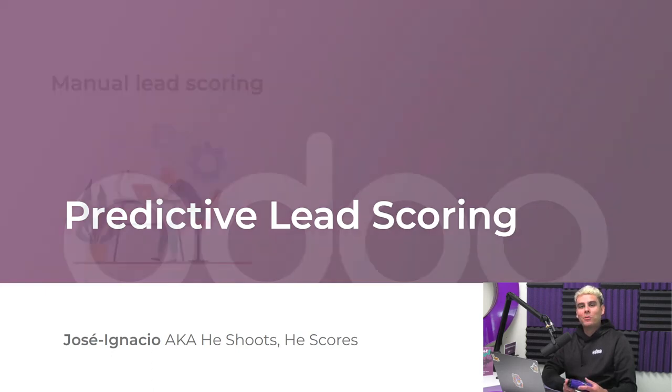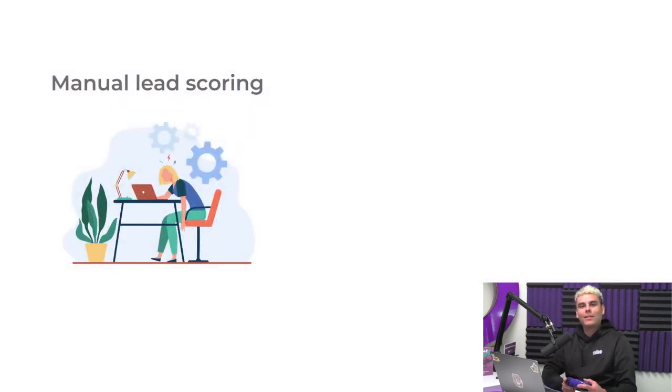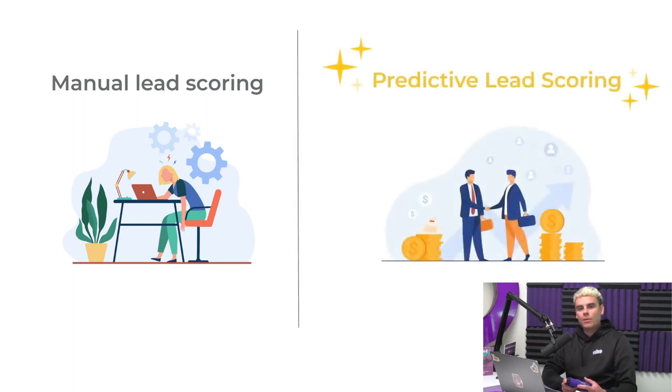Now, why would you want this? Well, for a couple reasons. Manual lead scoring can be inconsistent. It can be inaccurate because we're all human. And it is also very time consuming. And here we strive to save you time. Now, with predictive lead scoring, your salespeople can focus on closing deals rather than ranking or prioritizing leads.